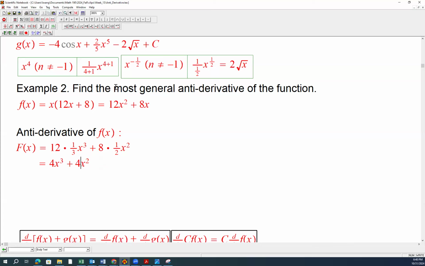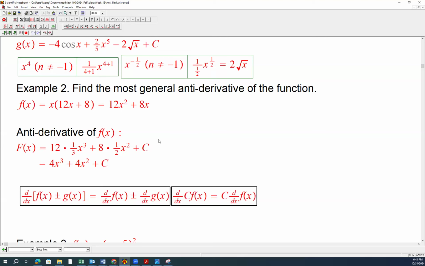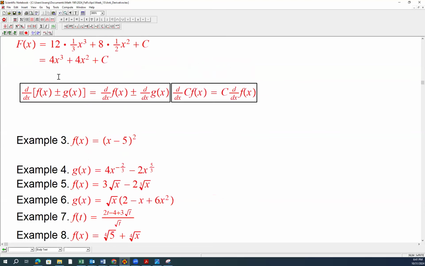But since this is asking for most general antiderivative, we should from the beginning add the constant. Okay, so if you don't add the constant, you add a constant later, that would not be good. That would be wrong. So you add the constant at the beginning, okay? All right. Next one.